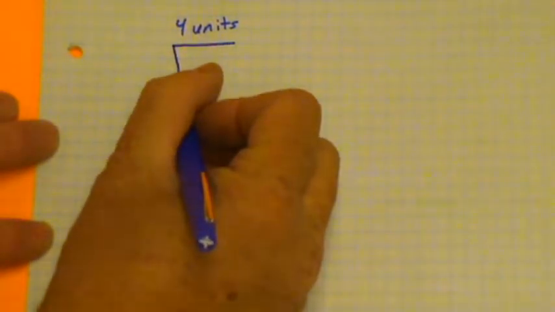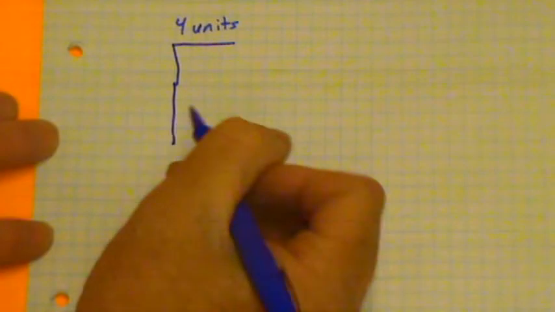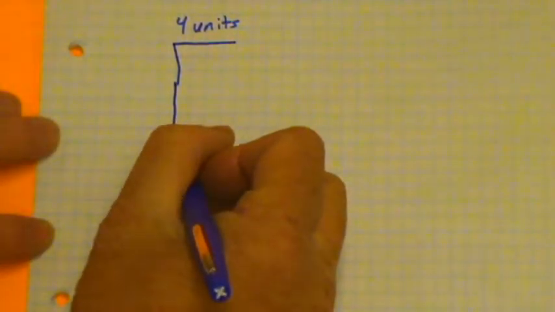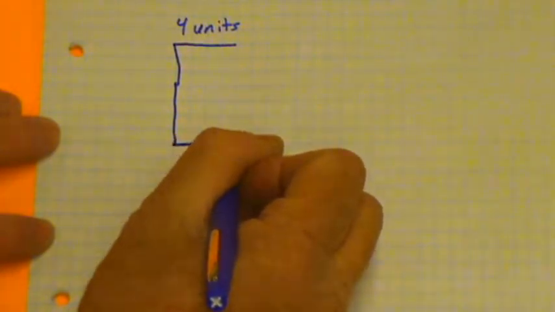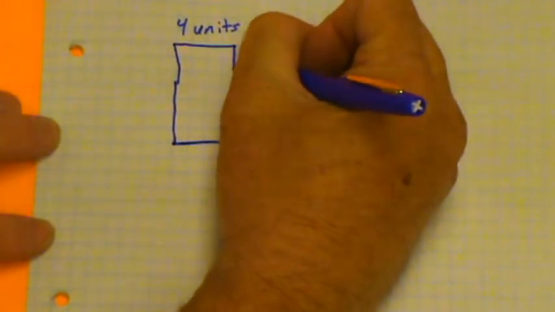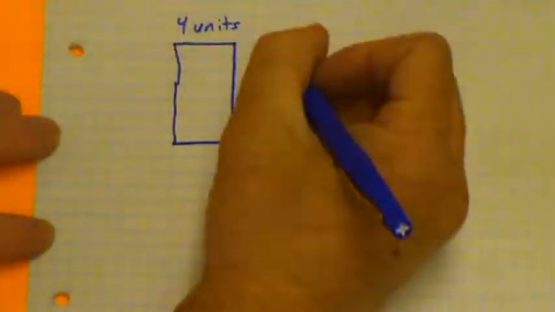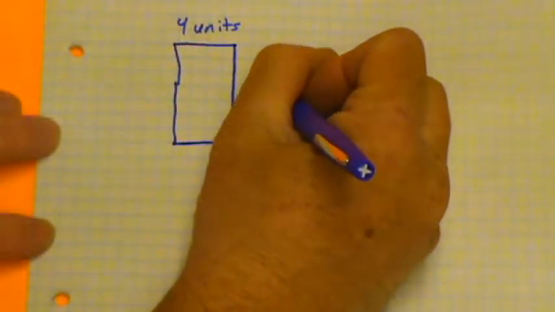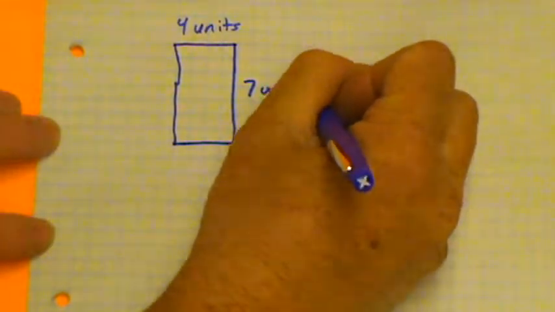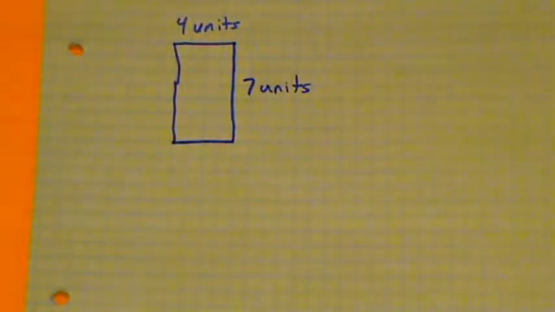So Mr. Leggett doesn't go over. If I was really special, I would use a ruler, but I'm not that special. Then we're going to go over 4 more. 1, 2, 3, 4. And then we'll connect the dots to make one nice big rectangle. And we're going to label this 7 units. So we have 4 units and we have 7 units.